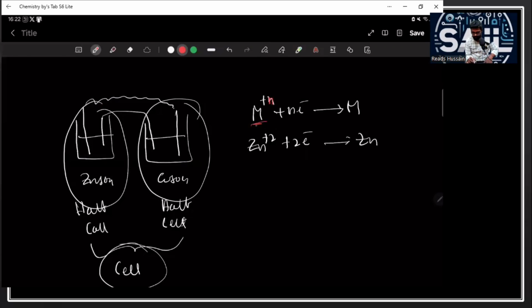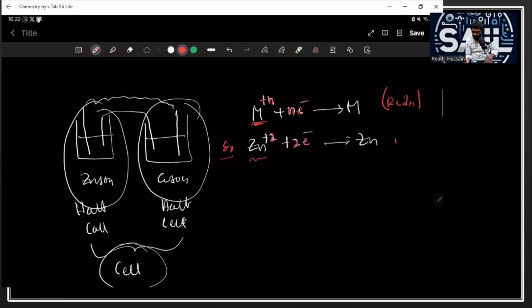Here in the place of metal, which metal have I taken? Just to make you understand this, I have taken one example: zinc metal. What is the oxidation state? Plus 2. Here plus n. How many electrons have I added to cancel this positive charge? 2 electrons. Here how many electrons have I added? n electrons. So this is a reduction reaction, the general representation of a reduction reaction.